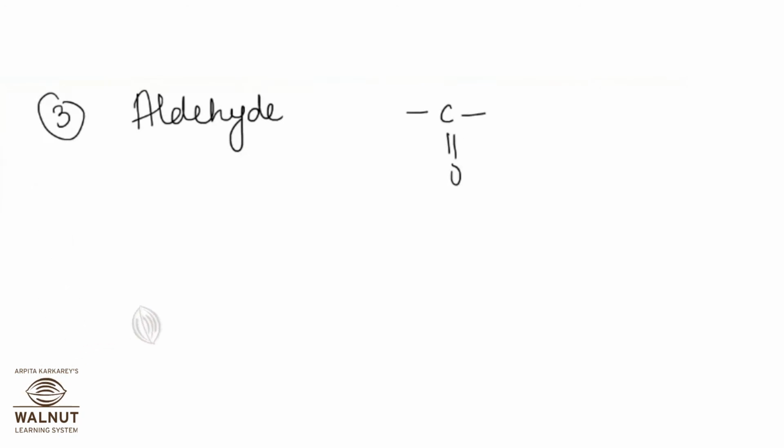Okay. The third one is aldehyde. This is how we represent an aldehyde. C double bond O and H. If you see the difference between carboxylic acid and aldehyde, you don't have OH over here. You have a simple hydrogen. The ending is al, al. So this is your methane, CH4.